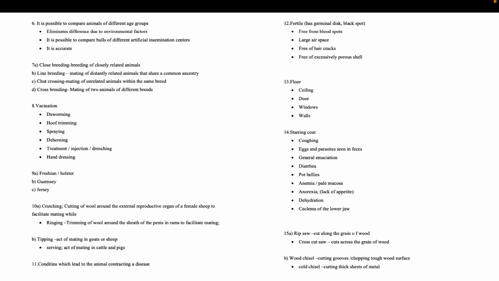12. Fertile, has germinal disc, black spot. Free from blood spots. Large air space. Free of hair cracks. Free of excessively porous shell.